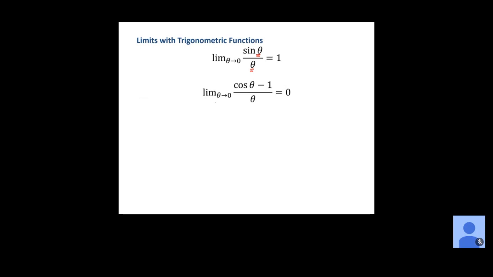Okay, and then if we have the limit as theta approaches 0 of cosine theta minus 1 over theta, again, whatever's inside your cosine has to match the theta in the denominator, then that limit is going to be equal to 0. So what we're going to be doing now is looking at some limits that involve these trig functions, trying to get them into a form that looks like one of these two, so that then we can do that substitution for that limit.